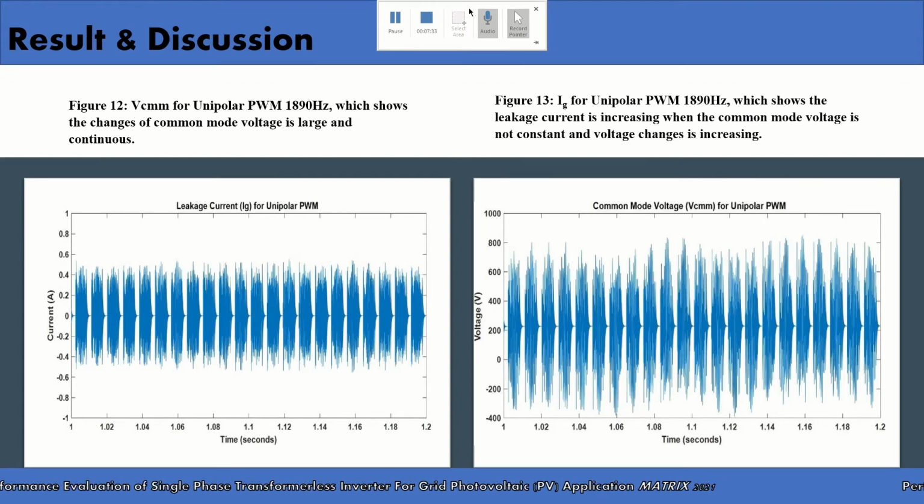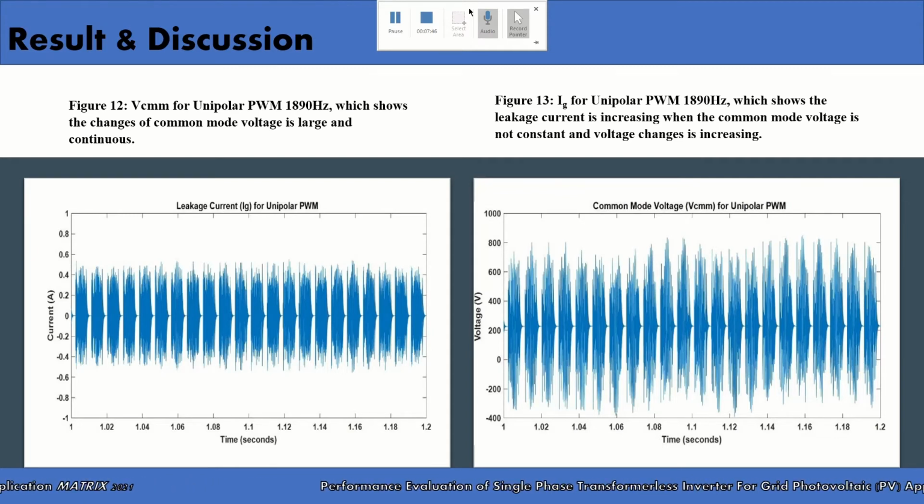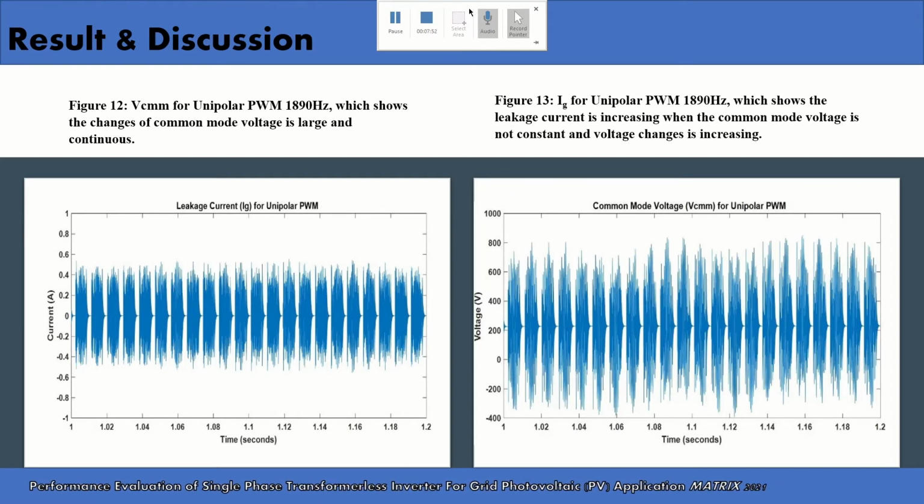Result and discussion. The highest leakage current on unipolar PWM contributes to the superimposed high frequency signal effect on the common mode voltage, compared to the bipolar PWM, which has a sinusoidal waveform with the amplitude of VAC divided by 2 at line frequency, as stated in Ma et al., 2009.